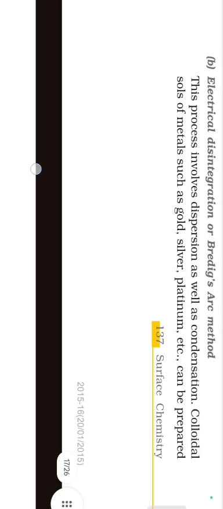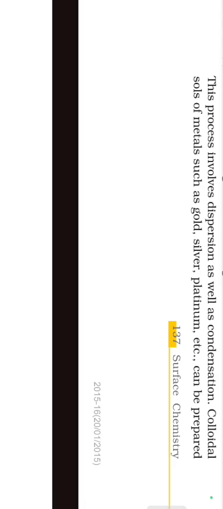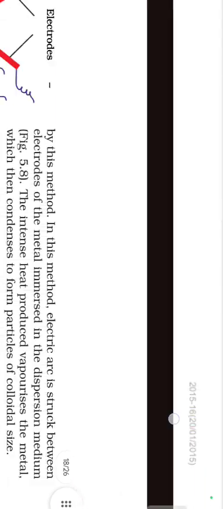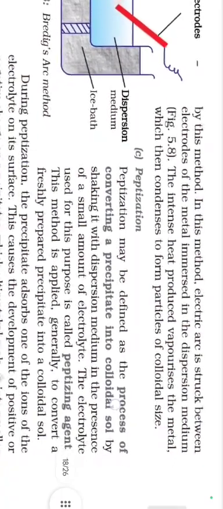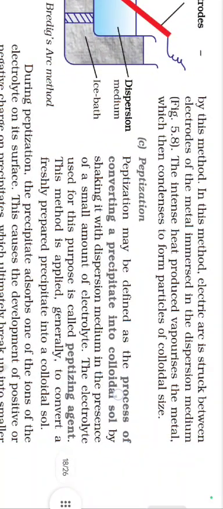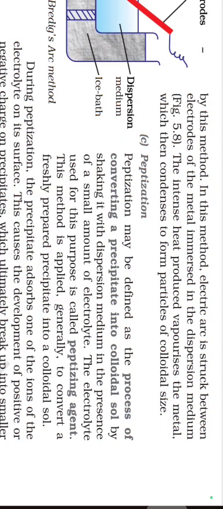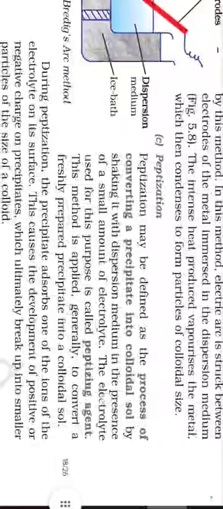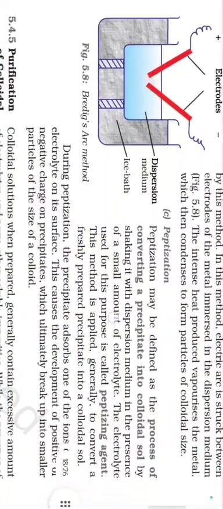B. Electrical disintegration or Bredig's arc method. This process involves dispersion as well as condensation. Colloidal sols of metals such as gold, silver, platinum, etc. can be prepared by this method. In this method, an electrical arc is struck between electrodes of the metal immersed in the dispersion medium. The intense heat produced vaporizes the metal, which then condenses to form particles of colloidal size. Figure 5.8. Bredig's arc method.